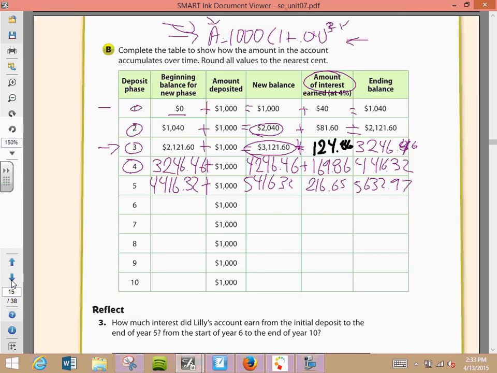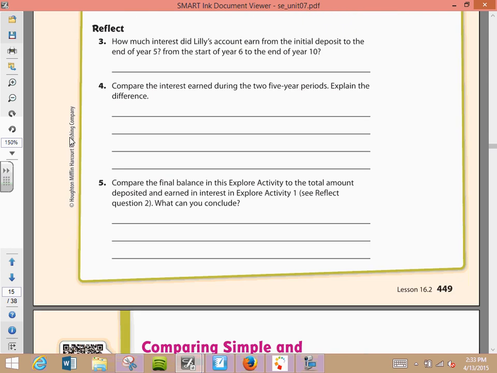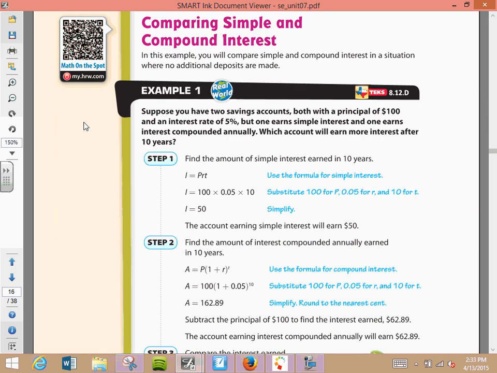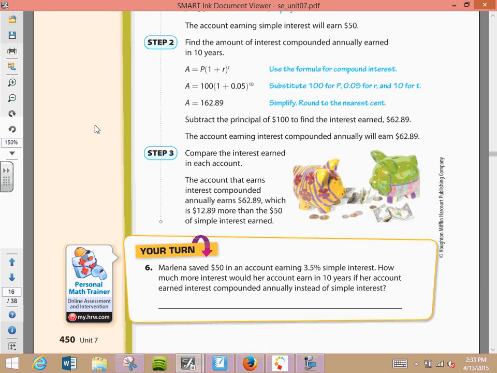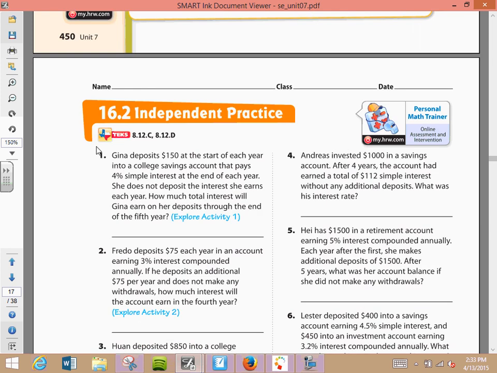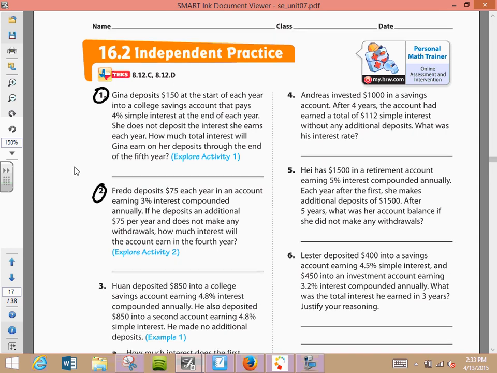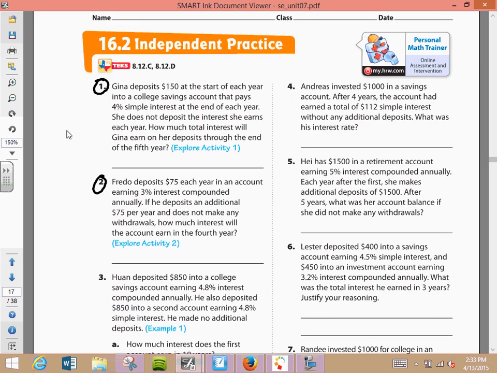All right. I will have you complete that for homework, the whole table. And number 3, when? And also do number 1 and number 2 of the independent practice, only those two, on page 451.